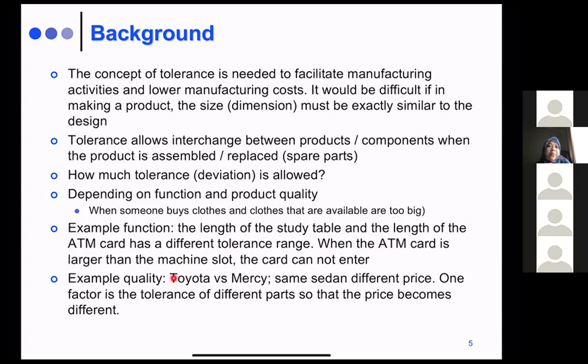The precision, or the tolerance quality, determines the cost of the product. It determines the cost of a premium product or a second class or third class product, like KW1, KW2, KW3 products. For example, Toyota and Mercy may have the same sedan but different prices. The factor is the tolerance of the different parts, so the price becomes different. Another example is toys, the Legos.